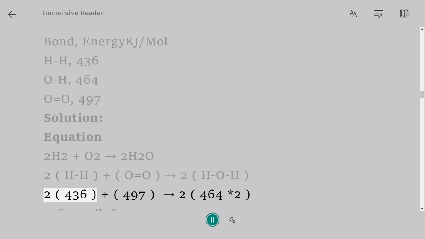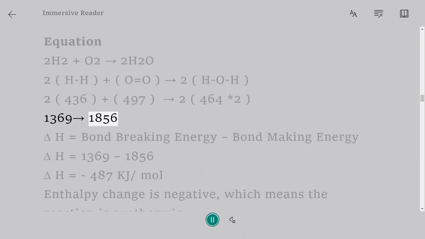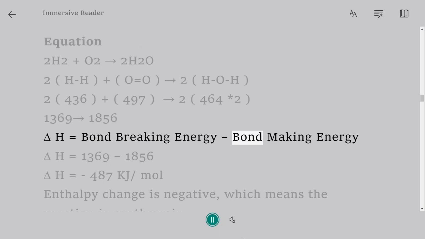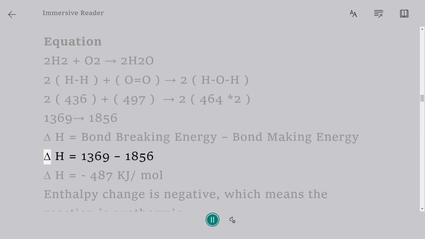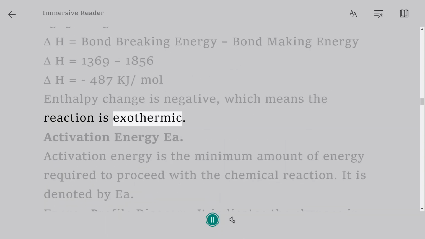Bond breaking: 2 times 436 plus 497 equals 1369. Bond making: 2 times 464 times 2 equals 1856. ΔH equals bond breaking energy minus bond making energy. ΔH equals 1369 minus 1856. ΔH equals negative 487 kJ/mol. Enthalpy change is negative, which means the reaction is exothermic.